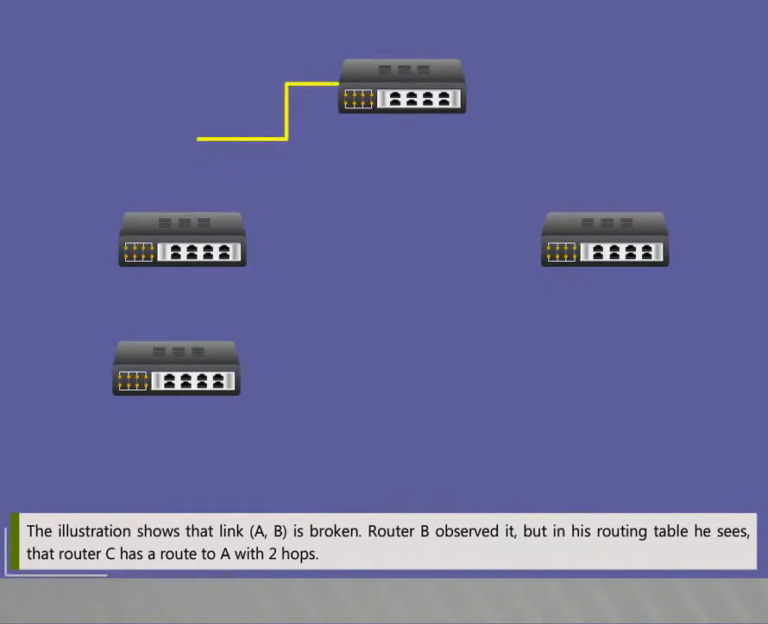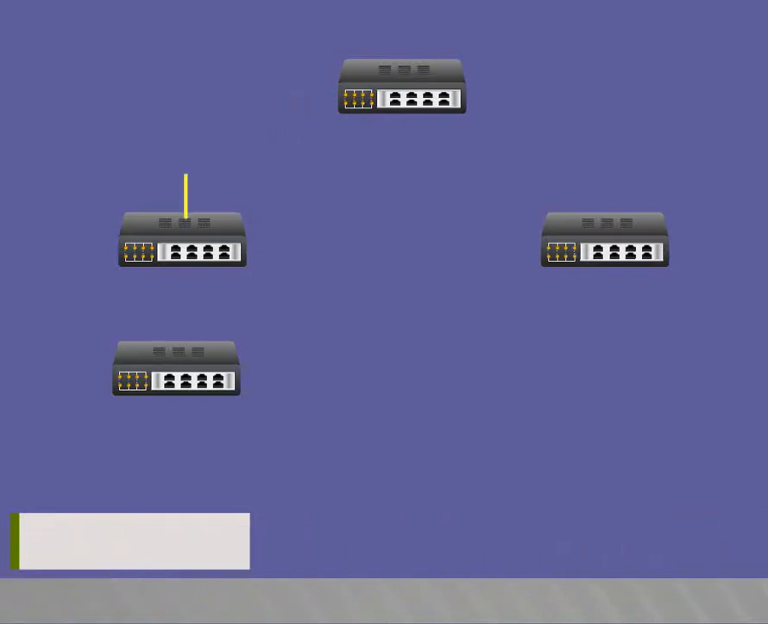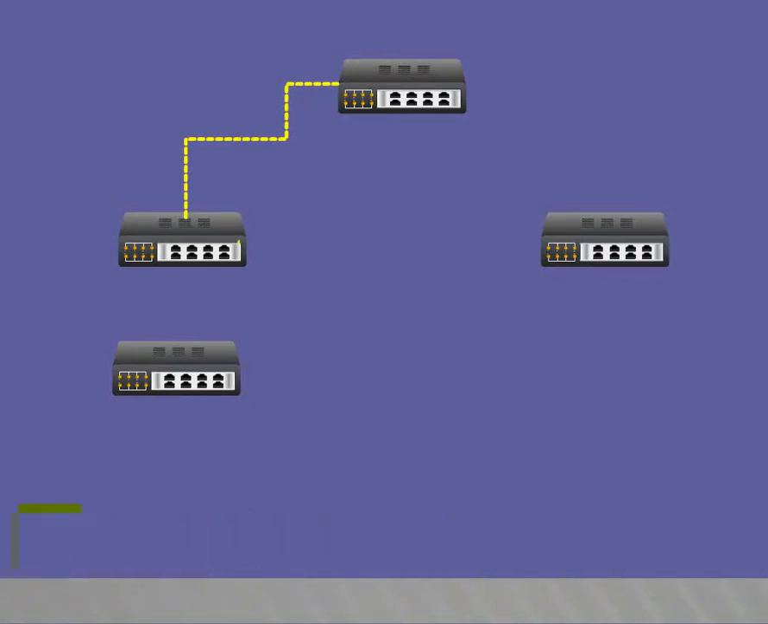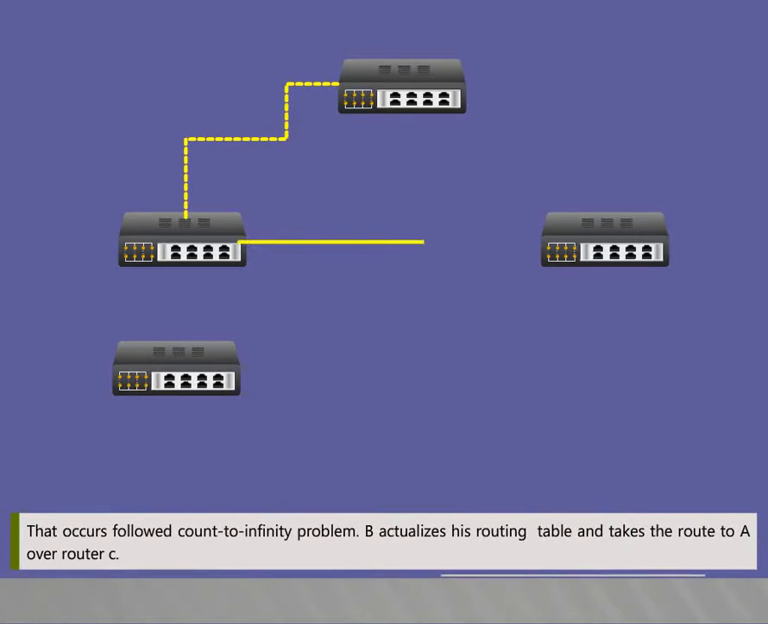Router B observed it, but in his routing table he sees that router C has a route to A with 2 hops. The problem is that router B does not know that C has router B as successor in its routing table on the route to A. That is what causes the count to infinity problem.